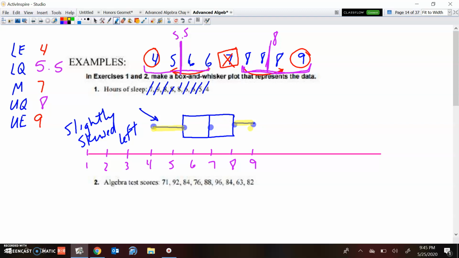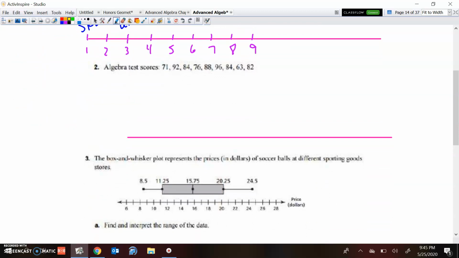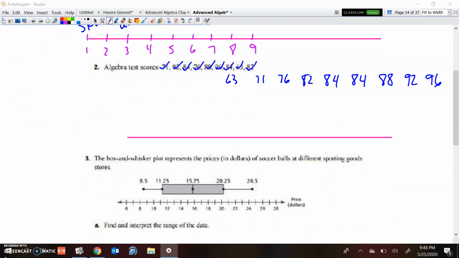Okay? All right, let's make another one just for some practice. So these are algebra test scores. I went ahead and put them in order. I checked off to see that I had them all. Let's go ahead and make our 5-number summary: lower extreme, lower quartile, median, upper quartile, and upper extreme.